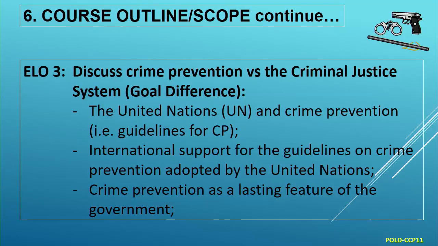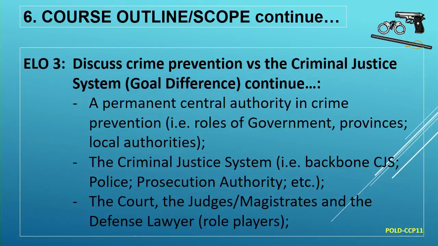Number 3, discuss crime prevention versus the criminal justice system. The goal difference. The United Nations and crime prevention, for example, guidelines for crime prevention, international support for the guidelines on crime prevention adopted by the UN. Crime prevention is a lasting feature of the government. A permanent central authority in crime prevention. What are the roles of the government, provinces, local authorities, the criminal justice system?